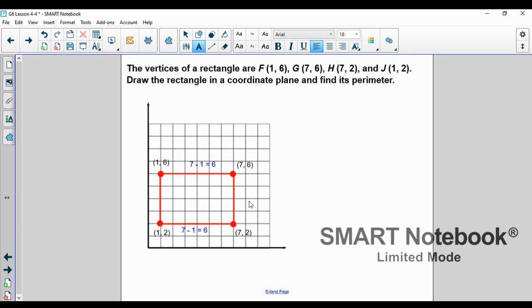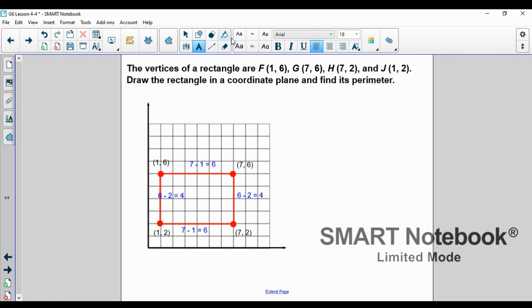So what about here? My vertical line. Here, notice my x's are the same and my y's are different. So I'm now just going to subtract my y's. 6 minus 2 equals 4. And if I double check, I get 1, 2, 3, 4. And I'm going to get the same thing over here. So I have a length of 6 and a width of 4.